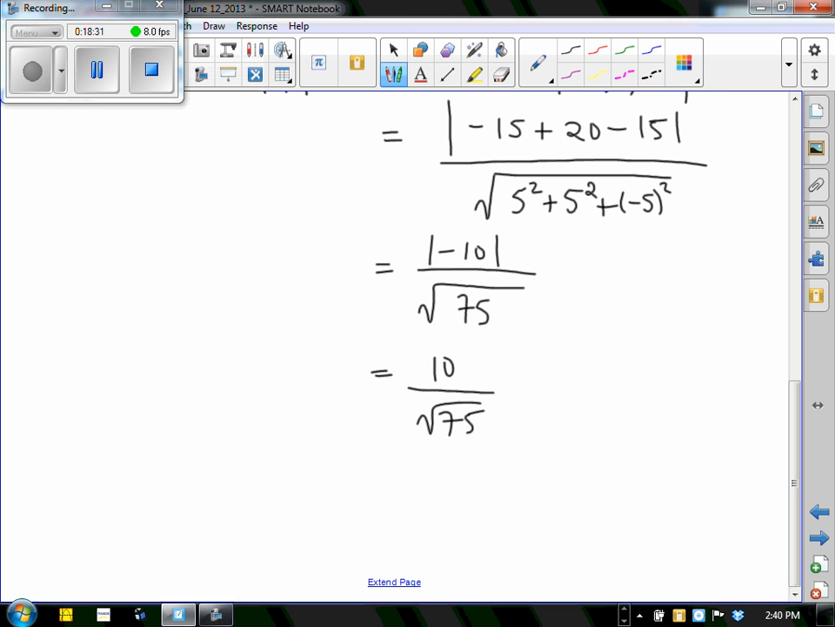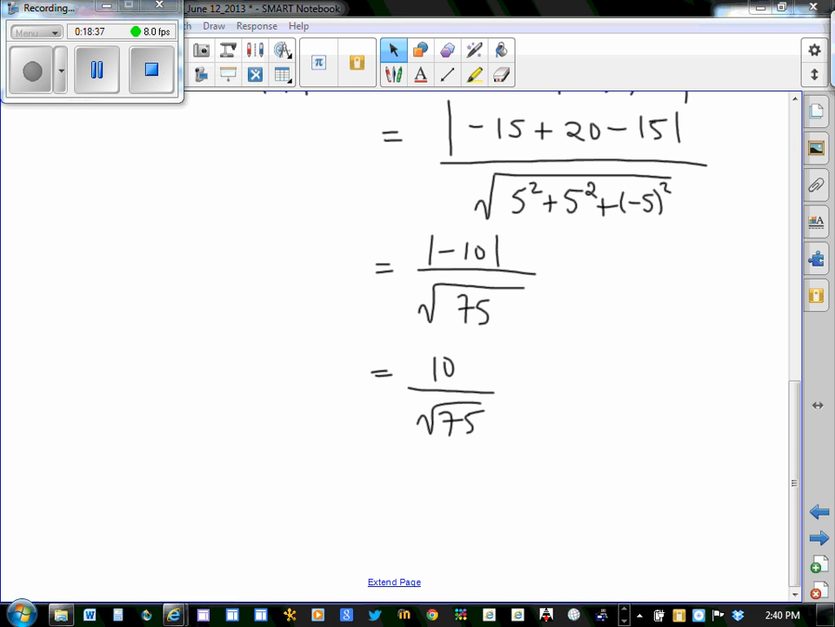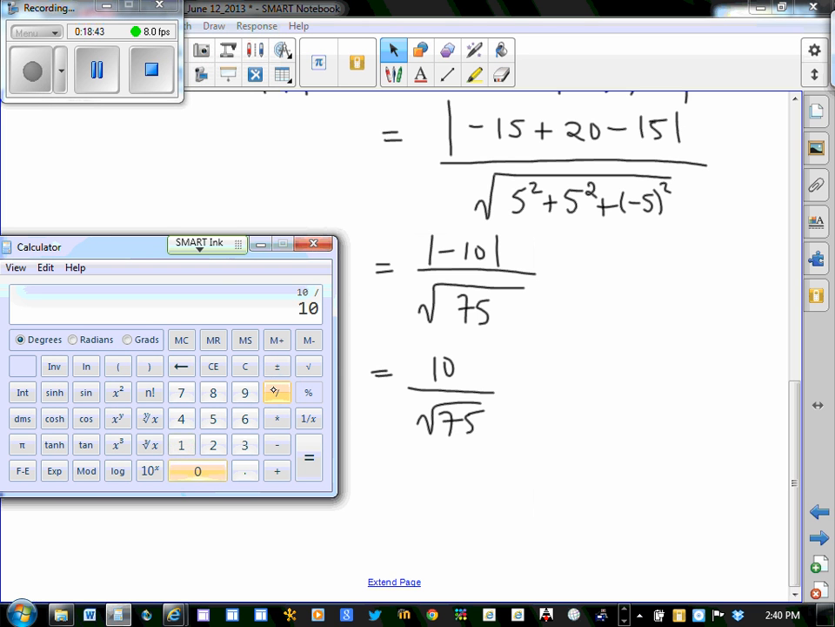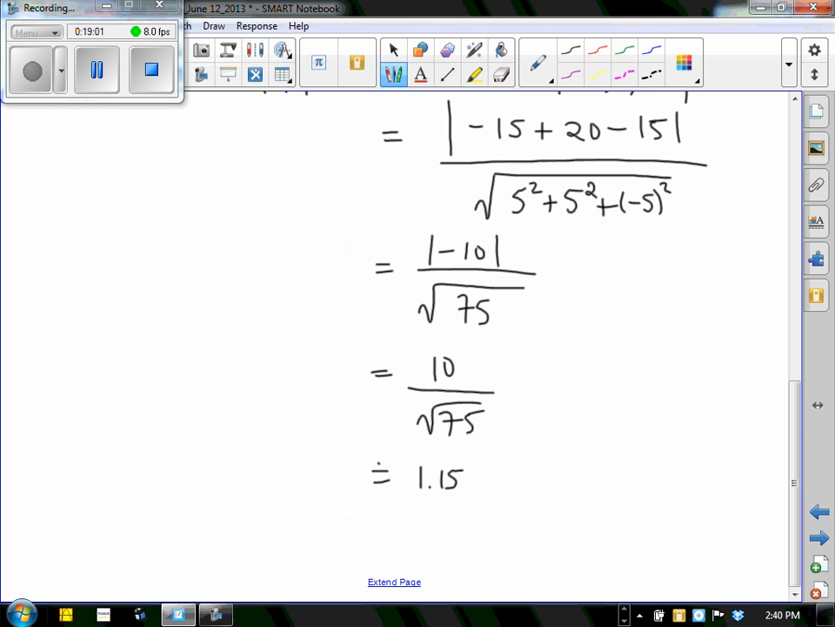Okay, so if we were to evaluate this, just to give it a little more context here, so let's divide here. Let's take 10, divide that by, let's open up some brackets here. We need the root of 75. There's the root of 75, close bracket, and about 1.15. Okay. So in 3 space, these two lines are approximately 1.15 units apart, and that is the perpendicular distance.